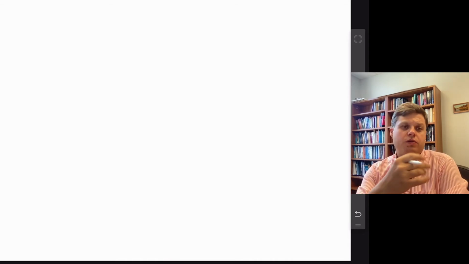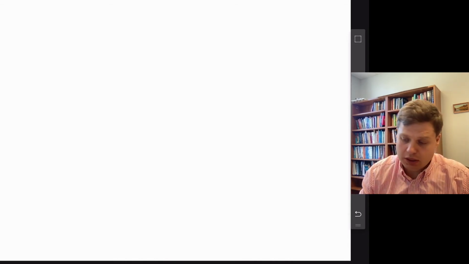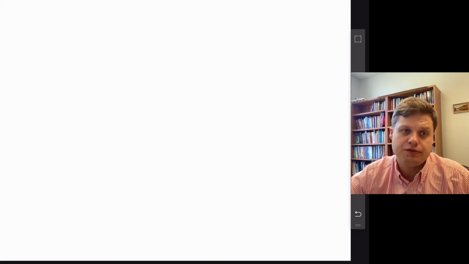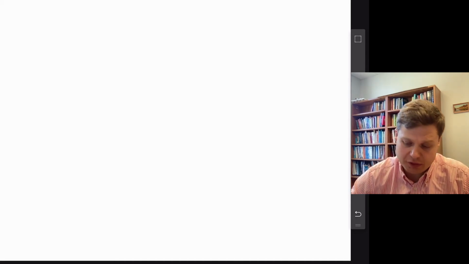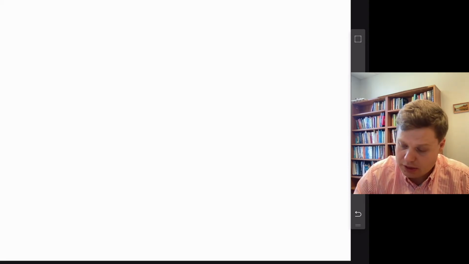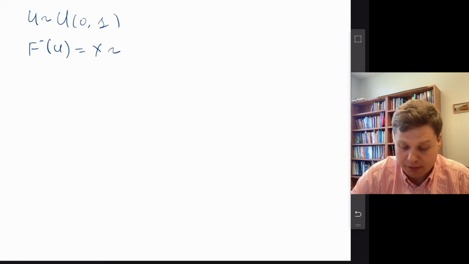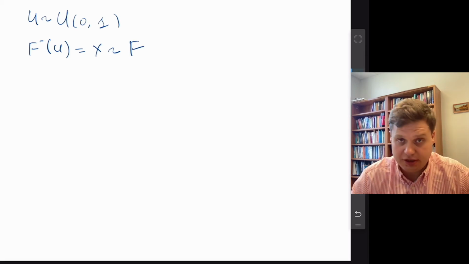Before we switch to the next topic, I want to do a quick graphical explanation that hopefully is going to be intuitive of how this inverse CDF works. Remember, the inverse CDF allows us to sample from any distribution. You sample from a uniform 0, 1, and then you apply the inverse CDF to it, and it gives you X, which is a random draw from the distribution given by this probability function F.